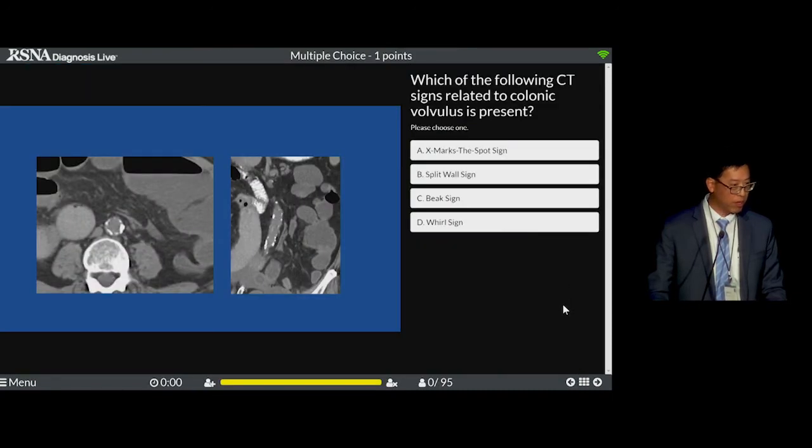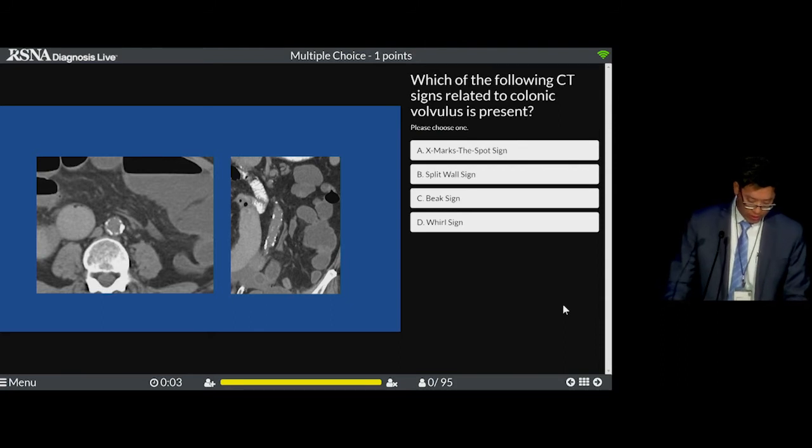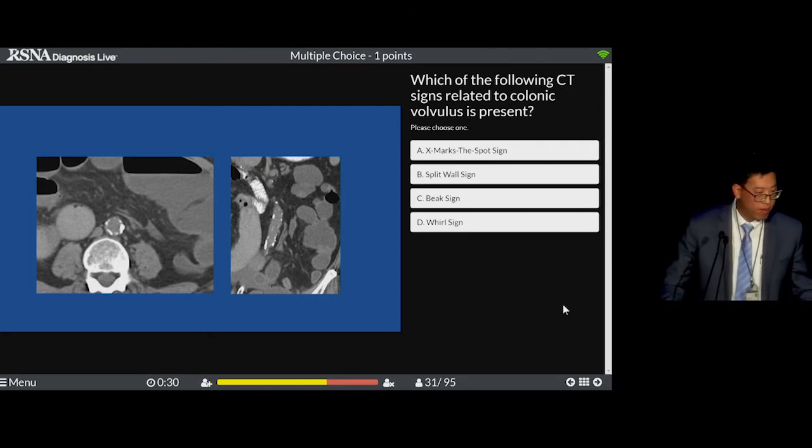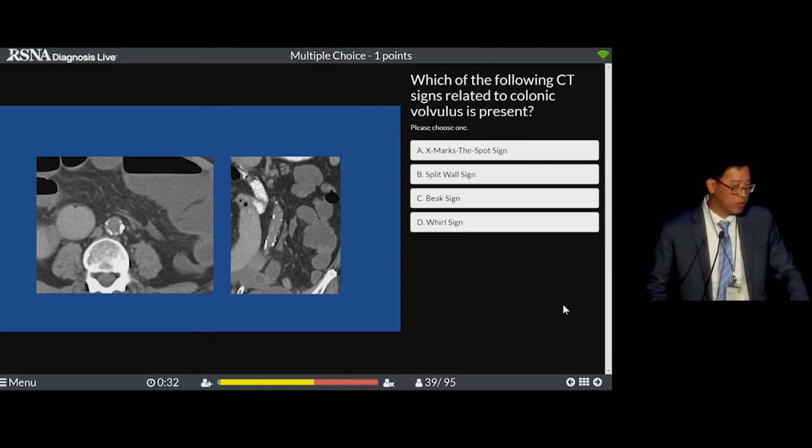Here's his corresponding CT. Which of the following CT signs related to colonic volvulus is present? Is it A, the X marks the spot sign, B, split wall sign, C, beak sign, or D, whorl sign? This one's a little bit more challenging, I guess.